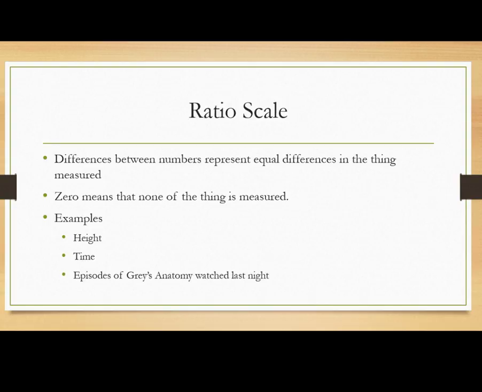And episodes of Grey's Anatomy. You can imagine if I watch 0 episodes of Grey's Anatomy, that is no Grey's Anatomy at all. So something that's kind of cool about ratio and really useful to us as we're doing statistics is that data in the ratio scale can be multiplied and divided because it has an absolute 0. So I can say something like, I watched 2 episodes of Grey's Anatomy each day for a week, and since there are 7 days a week, I can multiply them and say that I watched 14 episodes of Grey's Anatomy that week.